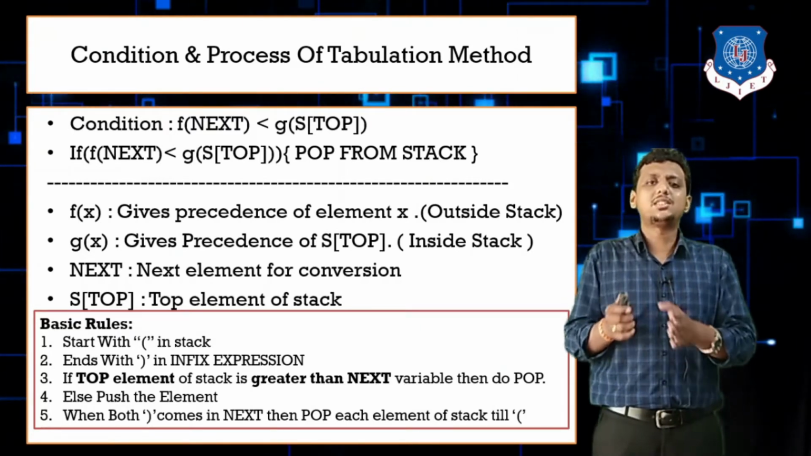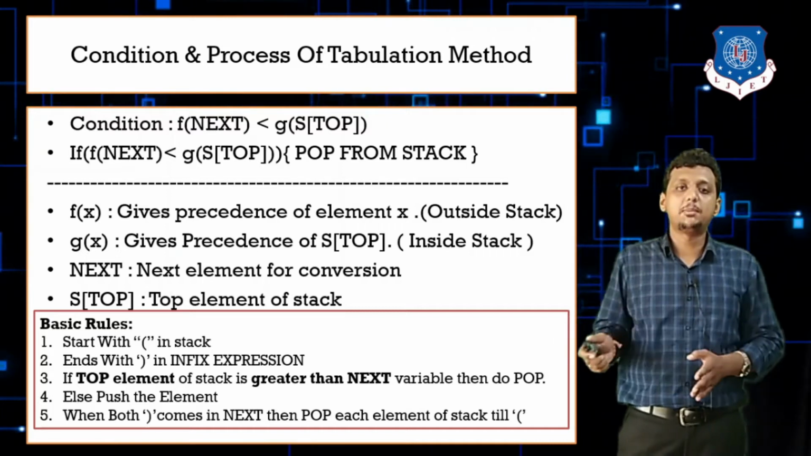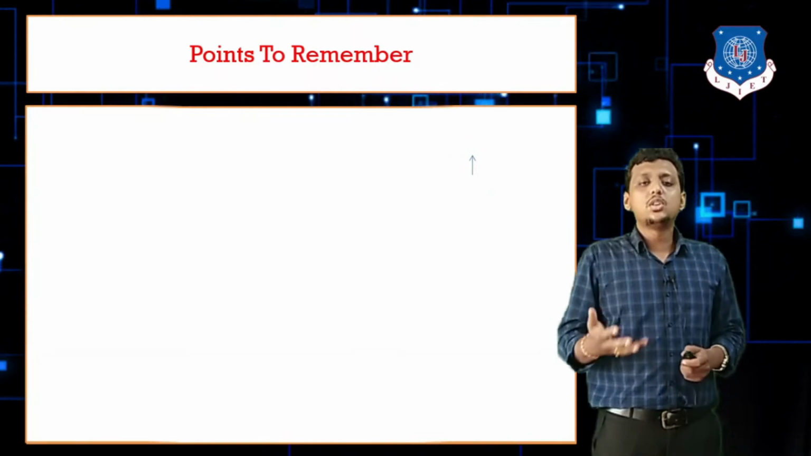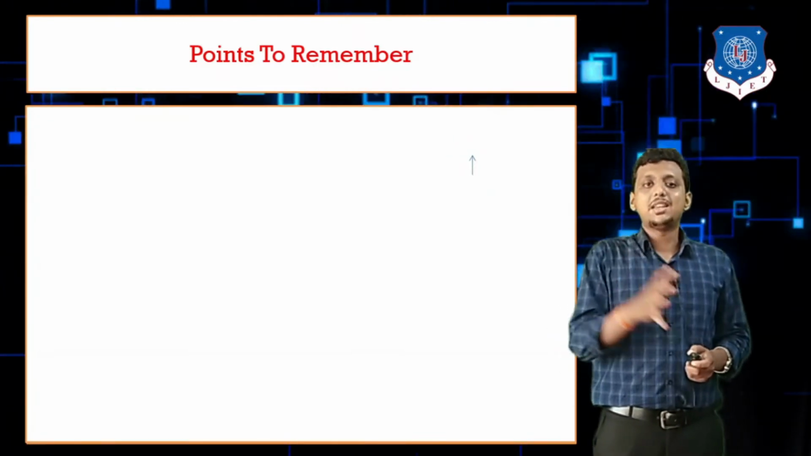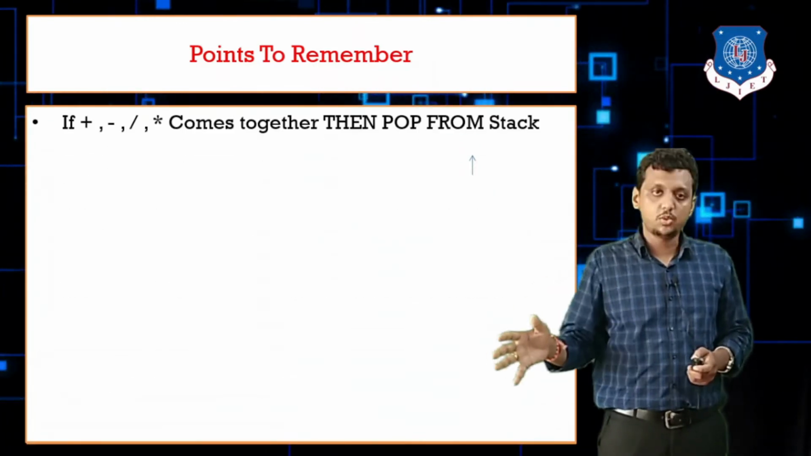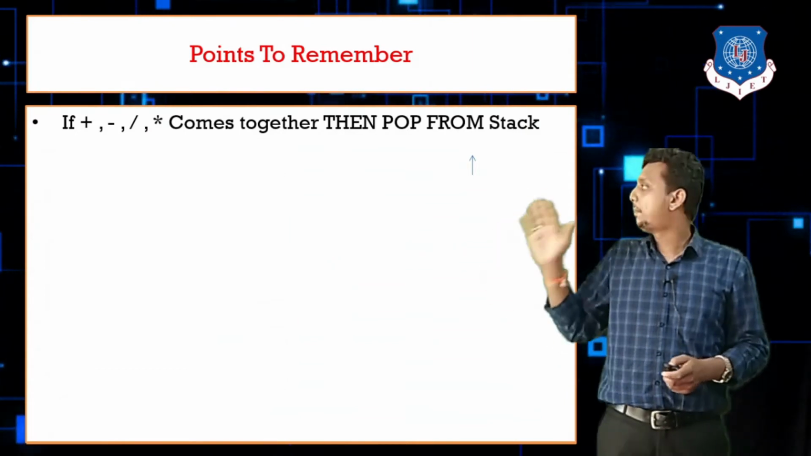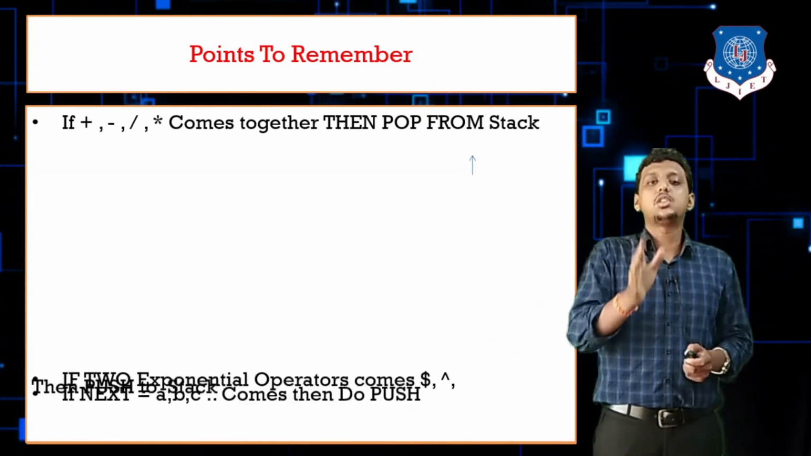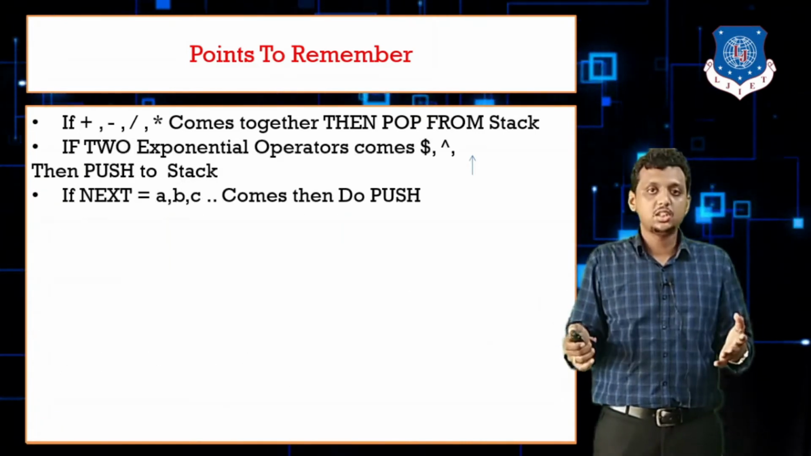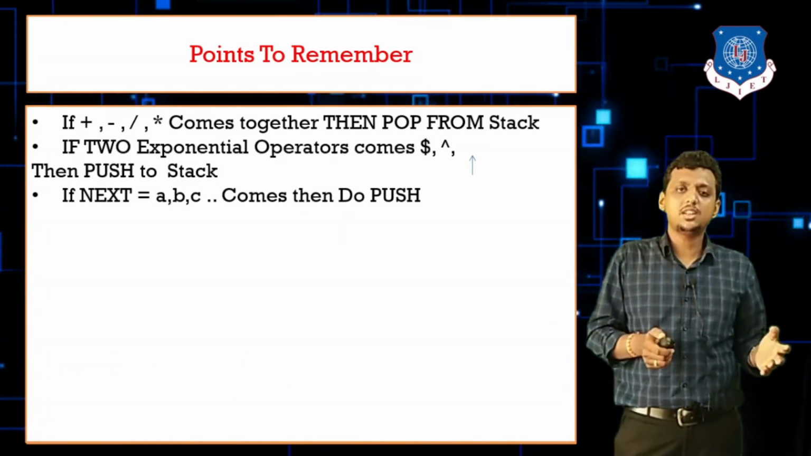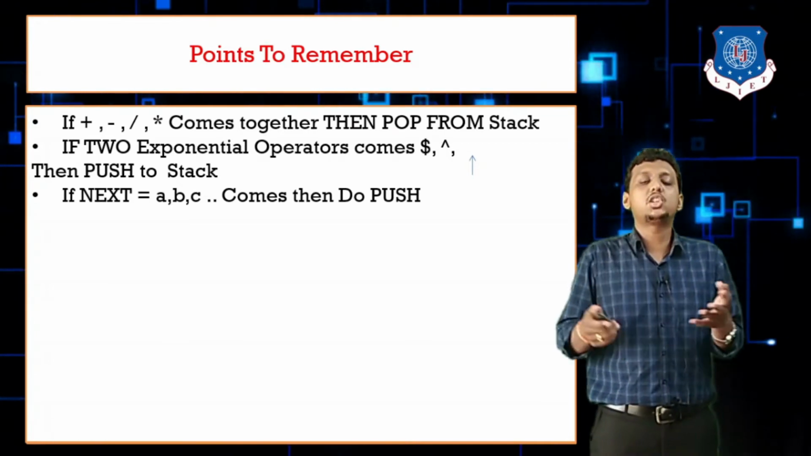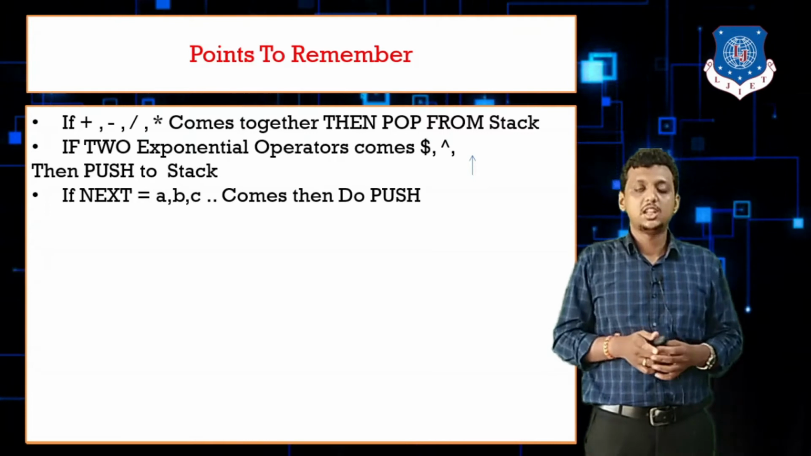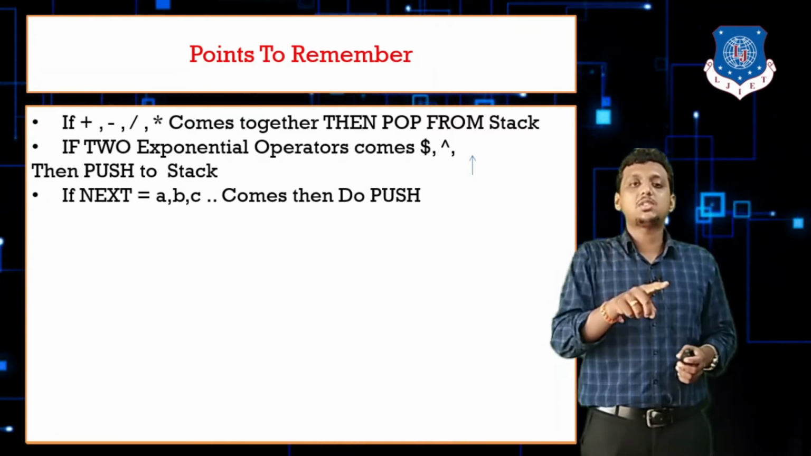Let me explain this with an example. Students, the rules are very much the same as the previous one. The thing that changes is that when plus, minus, division, star come together, you need to perform the pop operation. Why are the rules the same, sir? Only the condition is changed, and the precedences are also changed, inside the stack and outside the stack.